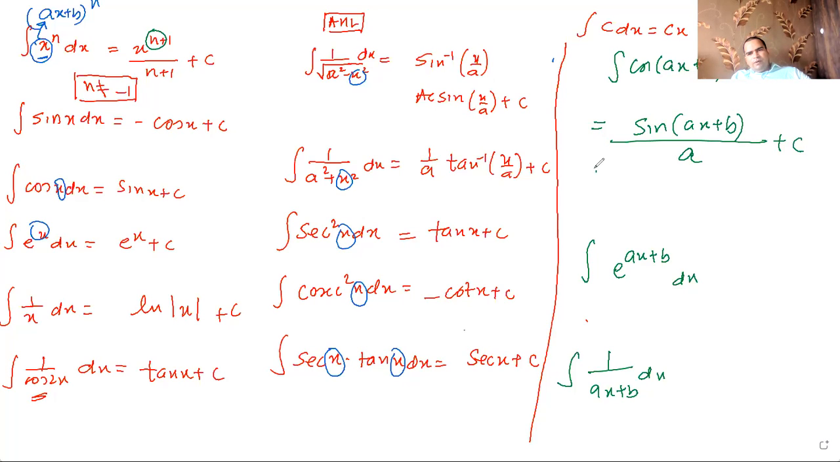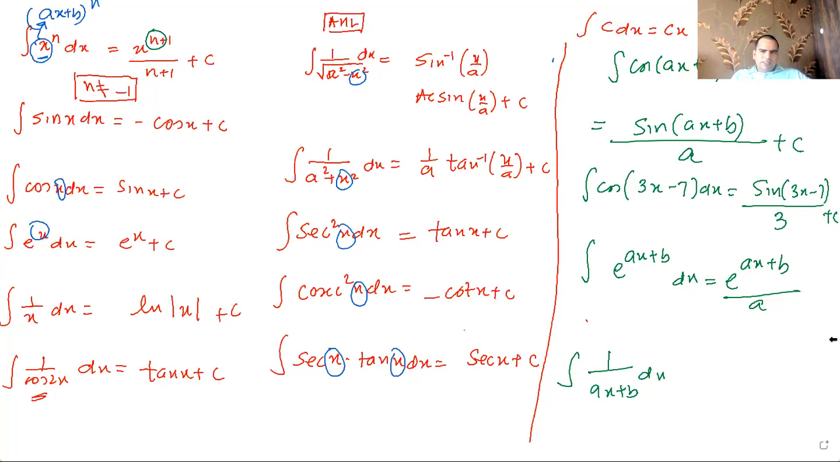So for example, if I've got cos of 3x minus 7, it is going to be sine of 3x minus 7 divided by the coefficient of x, which is 3, and plus c. Similarly, if I have e to the power ax plus b, this integration will be e to the power ax plus b, the normal integration, upon the coefficient of x, which is a, plus c. So for example, the integration of e to the power 3x minus 2 dx will be e to the power 3x minus 2 over 3 plus c.